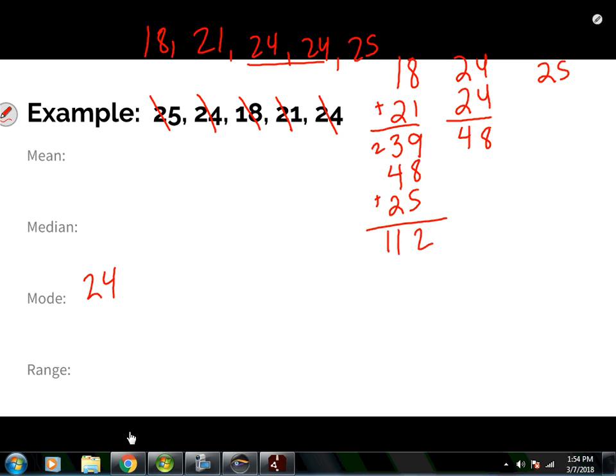112 divided by 1, 2, 3, 4, 5 numbers. Go ahead and add that decimal and 0. We're going to go ahead and do that. Some of the time, a lot of the time, these will be decimals.